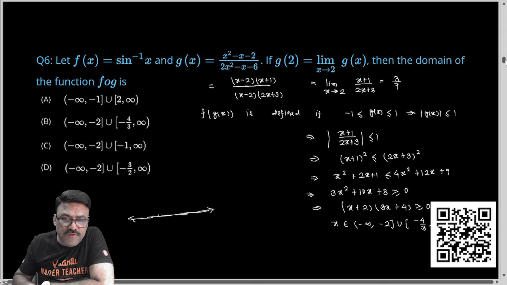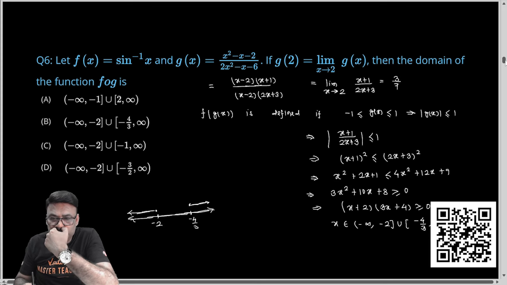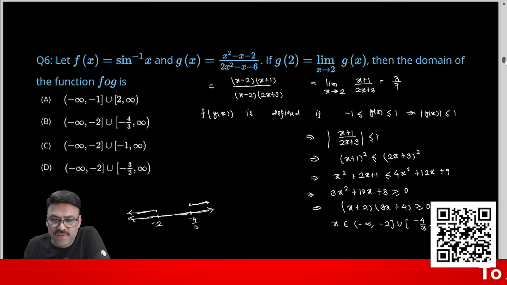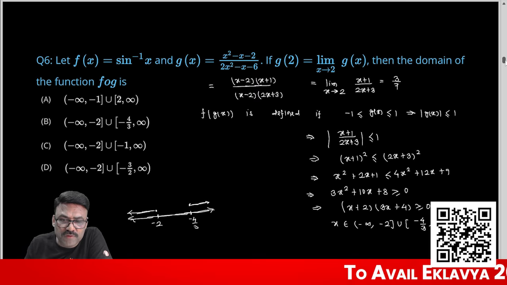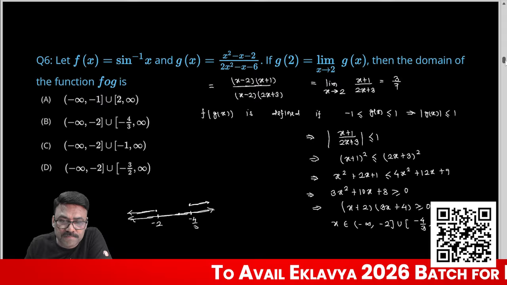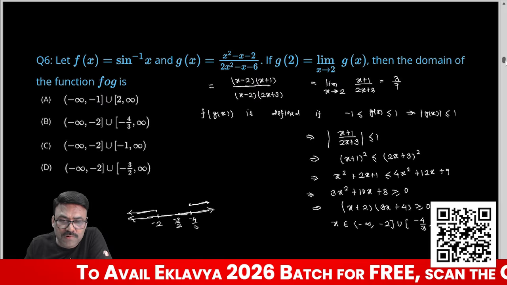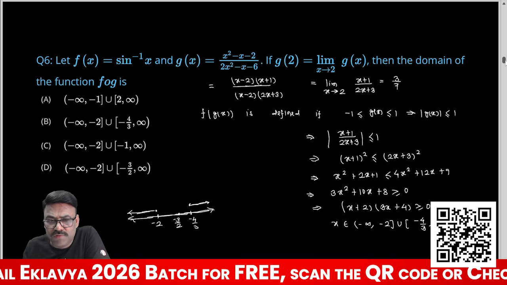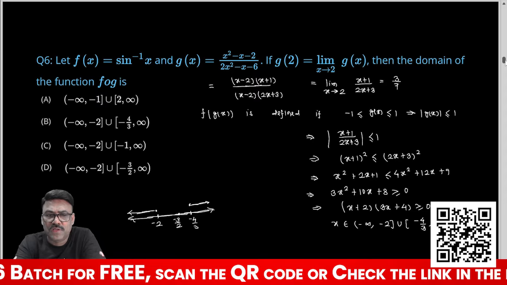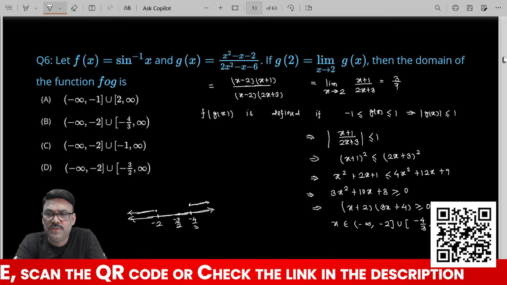My function is defined from minus infinity to minus 2 closed, and then minus 4 by 3 to infinity on this side. I need to check whether minus 3 by 2 lies in this interval. Actually minus 3 by 2 is minus 1.5, which will be somewhere here, so it is already not lying in this interval. So that means option B is the correct option here.